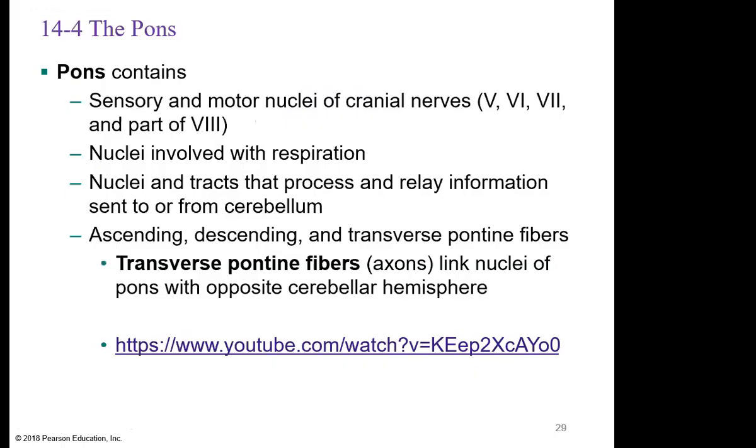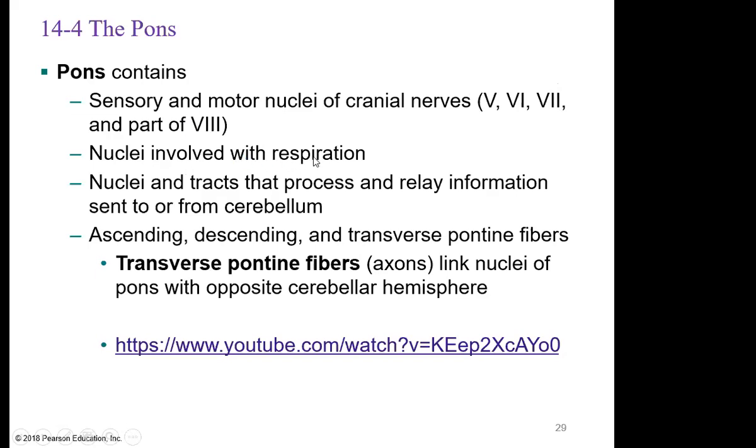The pons. Whenever we're looking at the pons, this contains the sensory and motor nuclei of cranial nerves 5, 6, 7, and then part of 8. If you're not familiar with Roman numerals, then I do want you to make sure that you start learning how to use Roman numeral numbers, because when we are going to identify cranial nerves, we don't use English numbers. It's always going to be Roman numeral form. So this is 5, 6, 7, and 8.